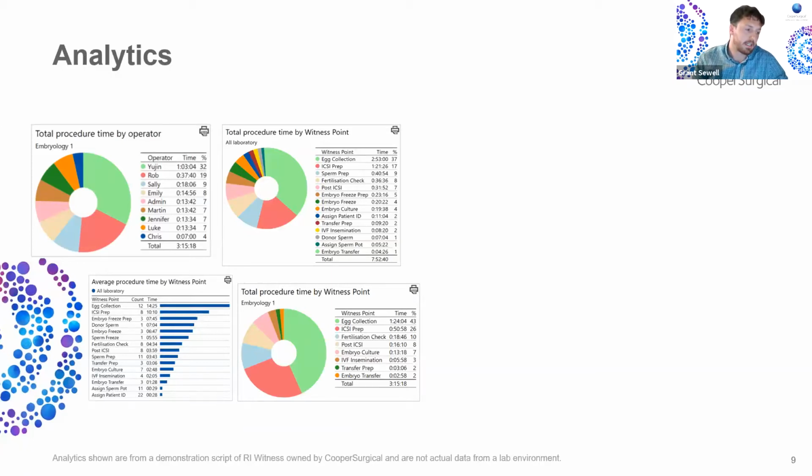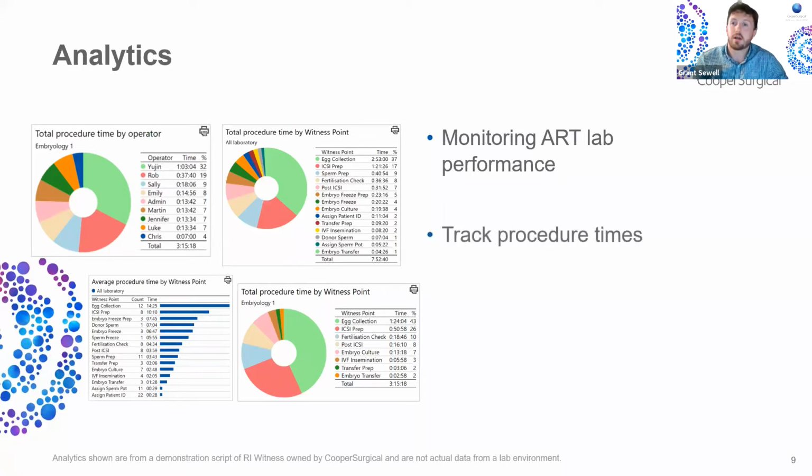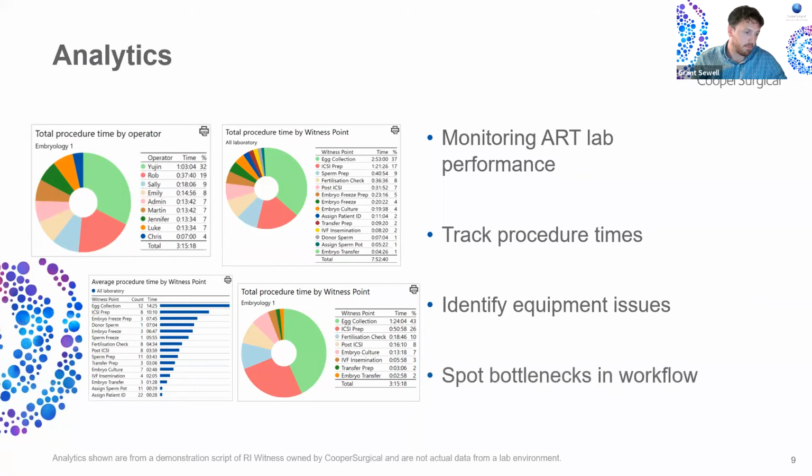Next up is analytics. With analytics, you can monitor your overall lab performance, filtering out procedure numbers and comparing them to lab staff and equipment. You can track procedure times, and also track procedure times with equipment. So say, for instance, an egg collection takes a little longer in one work area than another. You can identify there are issues with the equipment, which you can let us know of, and also spot bottlenecks in the workflow.